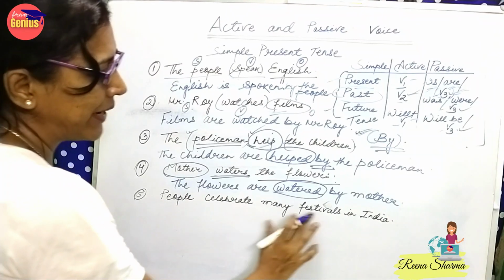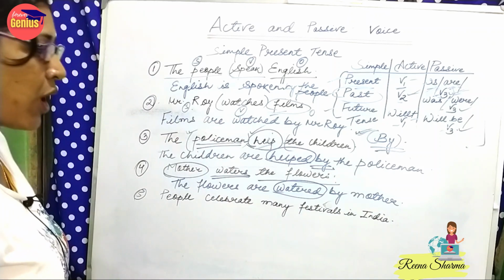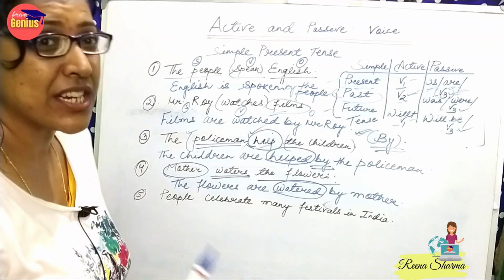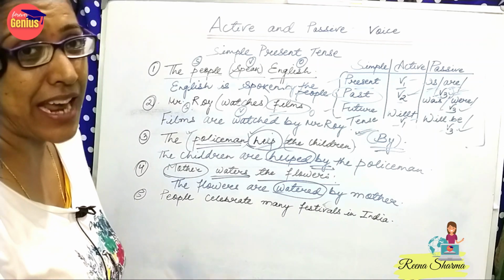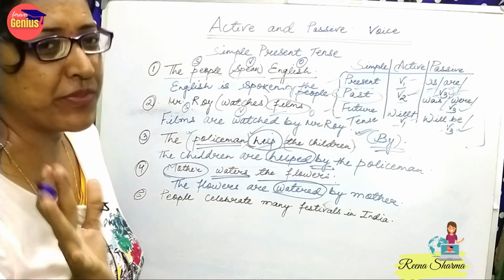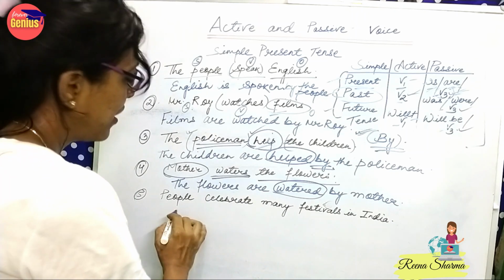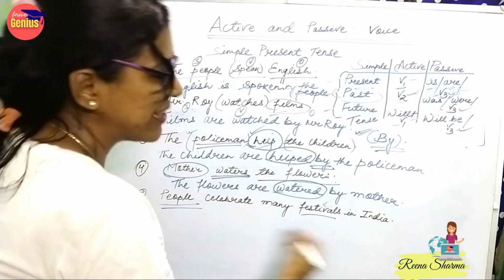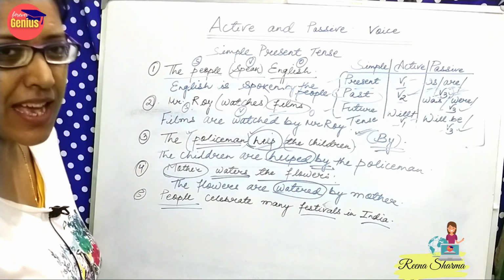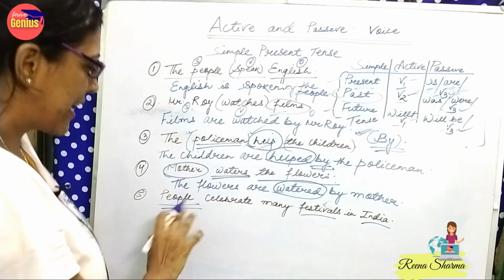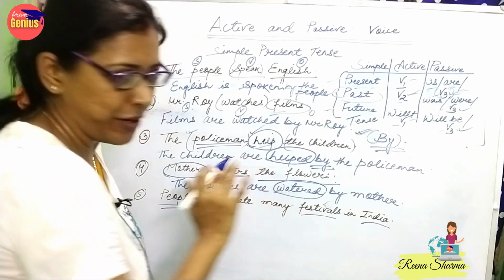People celebrate many festivals in India. Oh my God, such a big sentence. Ma'am, what to take as subject and what to take as object? Subject is easy, but object is difficult, ma'am. So this is the subject, we know, people. But should we take festivals or India as the object? No need to be so confused. See, count 1, 2, 3, 4.